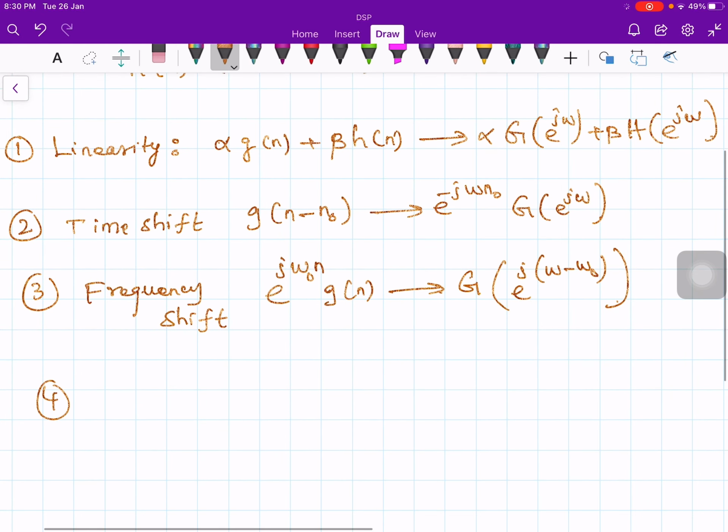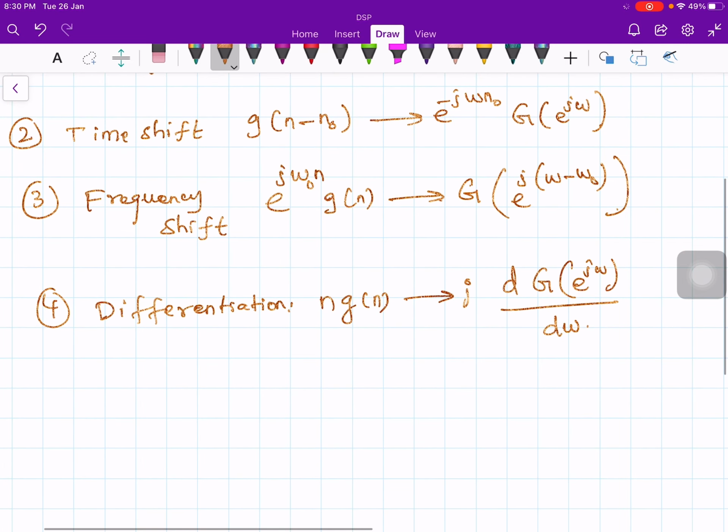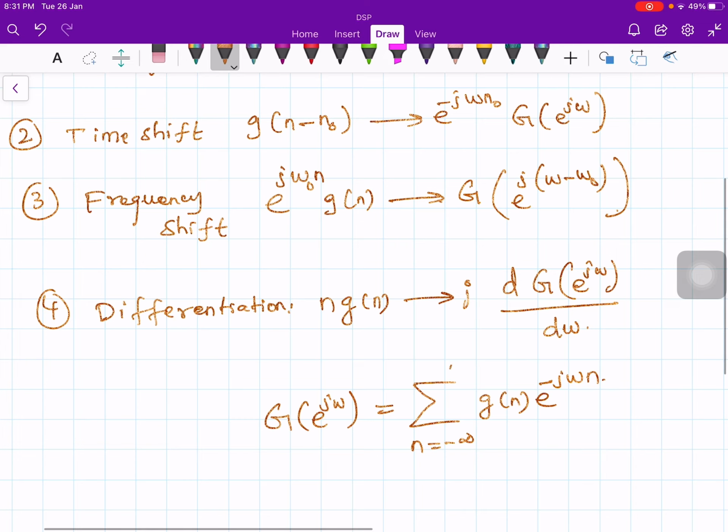And the fourth property is differentiation. So n times g of n gives rise to j times the derivative of the DTFT of g of n, that is G of e to the j omega, divided by d omega. This you can prove straight away. So what is the definition of the discrete time Fourier transform? This is the summation of g of n multiplied by e to the minus j omega n, where the limit is from minus infinity to plus infinity.